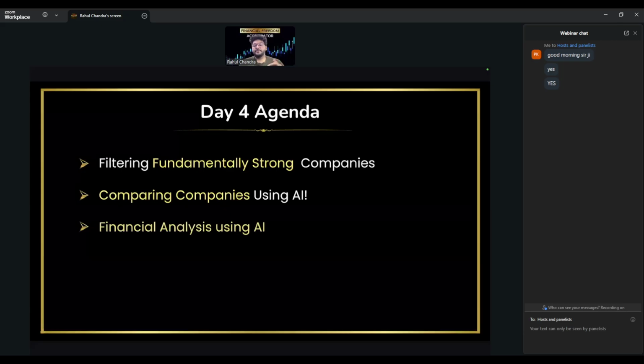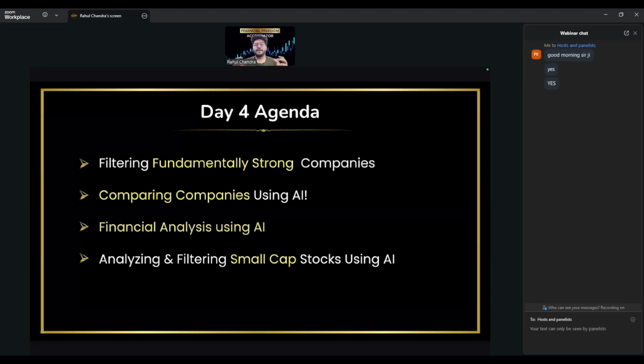Third, we're going to see how you can do financial analysis using AI. Fourth, we will see how you can analyze and filter small cap companies using AI. Again, this is where we shift our focus to small caps. And last but not the least, I'll be sharing the entire checklist for small cap stock opportunity ideation. So a lot to cover today, even though it seems like five bullet points, there is so much I need to teach you across each and every one of these learning items.